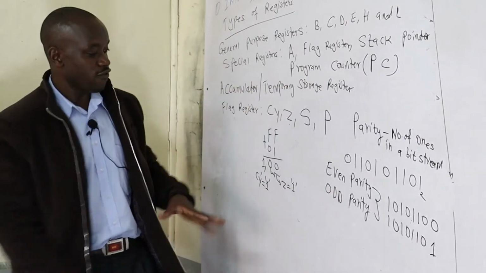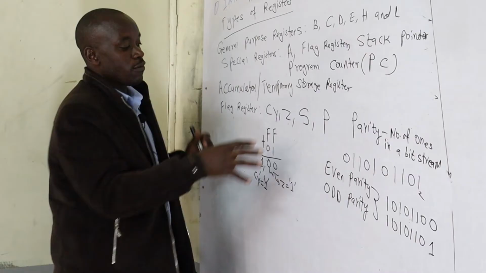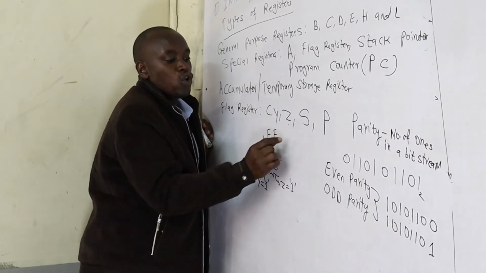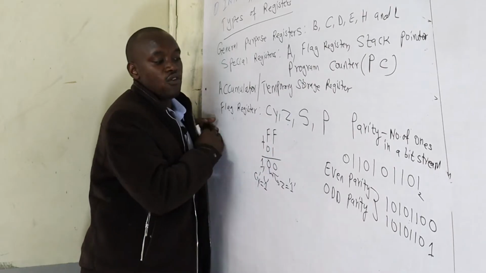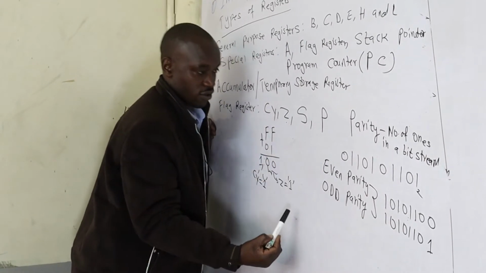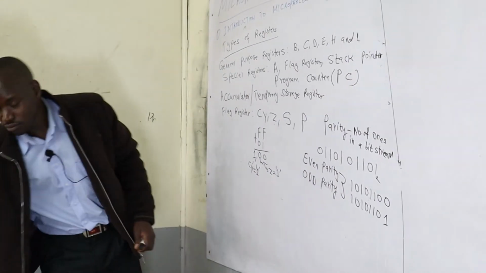So now, if you are keen from what I've discussed here, it implies what? This flag register contains some flags which will be testing the conditions of any operation, be it arithmetic or logic operations. Then from there, we talk about the stack pointer.